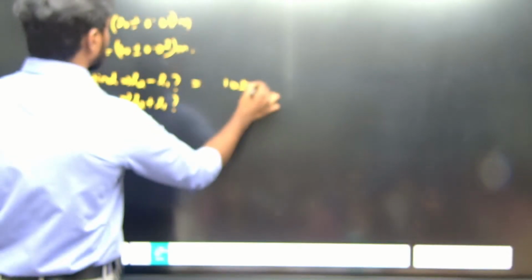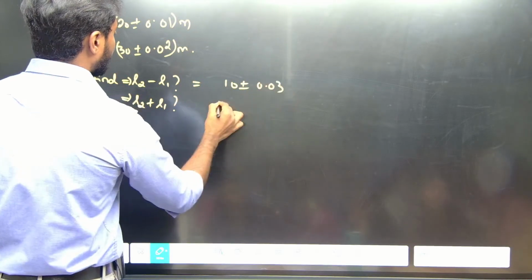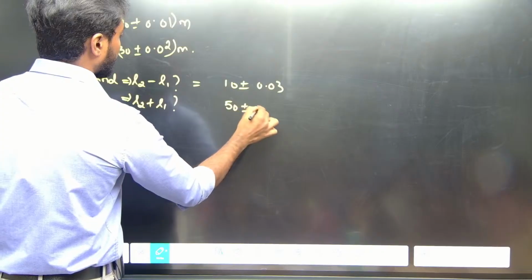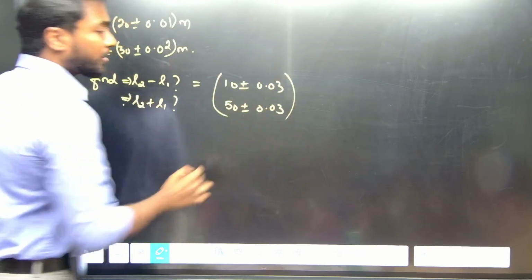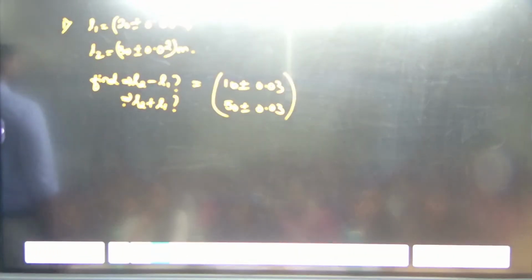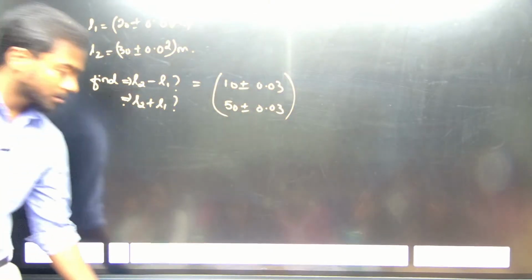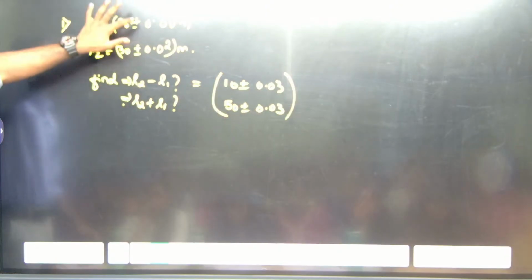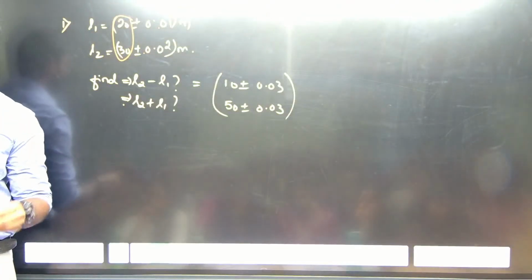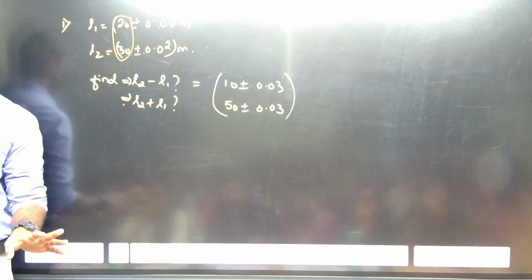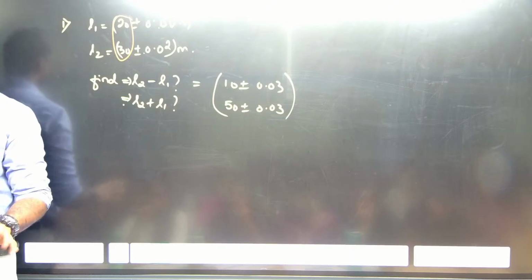So for this one 10 plus or minus, and for this. Any doubts again? Still any doubts here? Is addition and subtraction clear? Whatever operation they give, I should use it for these two cases, but for errors I should always add. It can be subtraction or addition, I should always add the errors. Any doubts here?